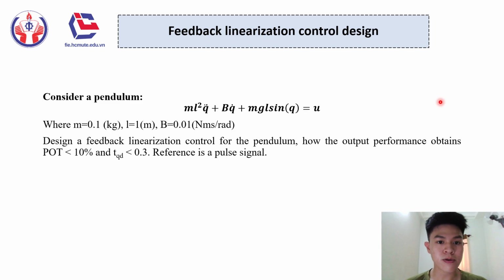Now the task is to design a feedback linearization control for the pendulum, which will have an overshoot smaller than 10% and a settling time smaller than 0.3 second, and the reference is a pulse signal.